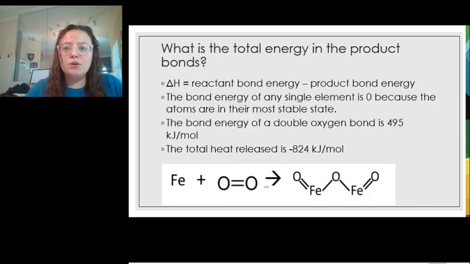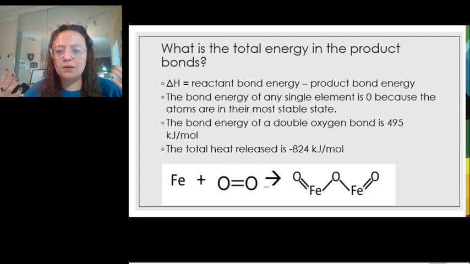So now we want to know the total energy in the bonds. We know that enthalpy is our reactant bonds minus our product bonds. We know that the iron has 0 bond energy because there's no bond. We know that oxygen, the double bond, has 495 kilojoules per mole. We also know that the enthalpy is negative 824 kilojoules. So now this is just a basic algebra problem.